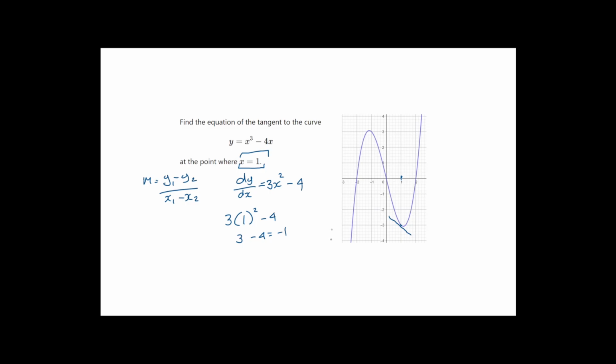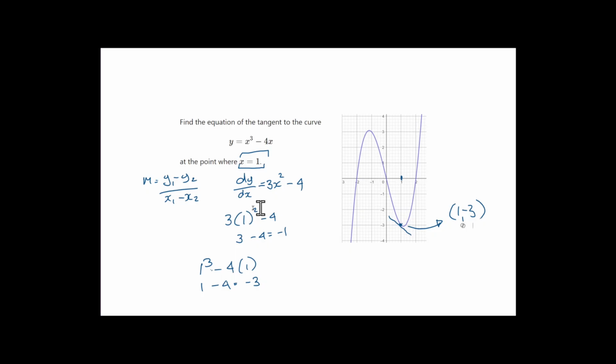So the gradient is going to be negative 1. So we almost have enough to solve this now. We need to know where this point is. We know that x is positive 1. It looks like it's at around negative 3, but let's make sure. So we go to the original function: 1 cubed minus 4 times 1. So 1 minus 4 is indeed minus 3. So this point here is at (1, negative 3).